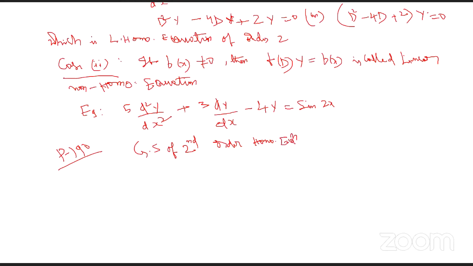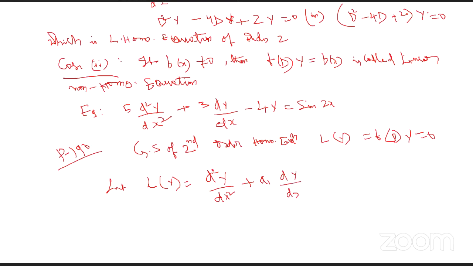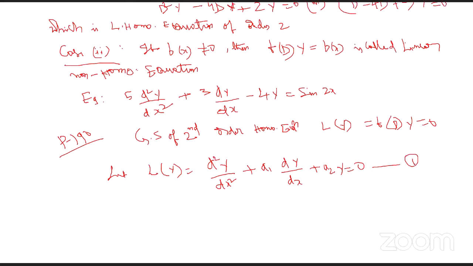L of y equal to f(D) of y equal to 0. So consider the homogeneous equation of order 2: let L of y equal to d square y by dx square plus a1 dy by dx plus a2 y equal to 0. Consider this as equation number 1.